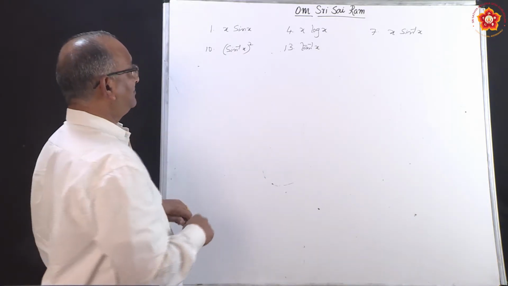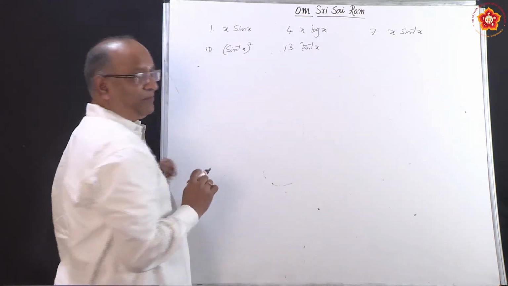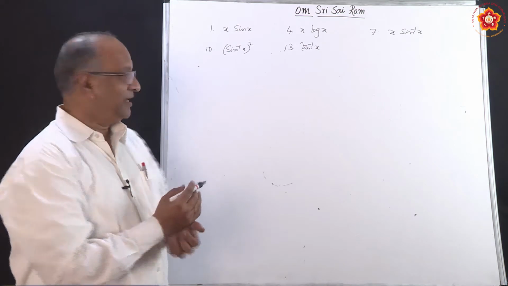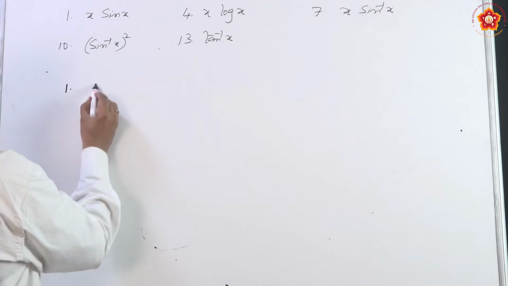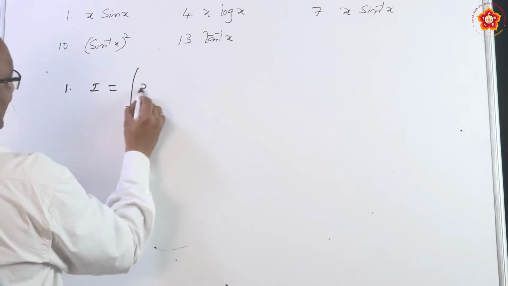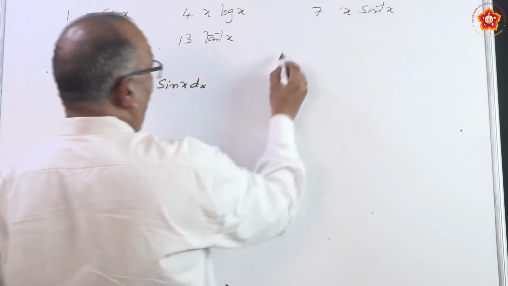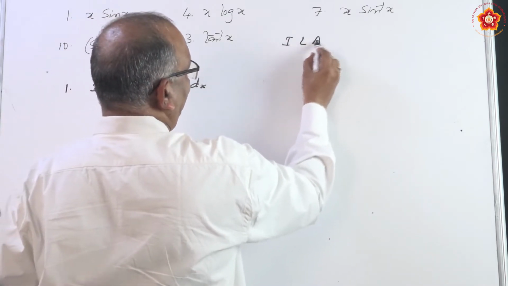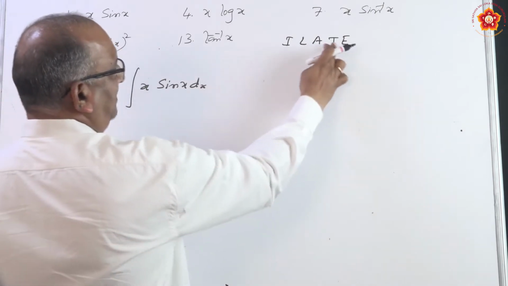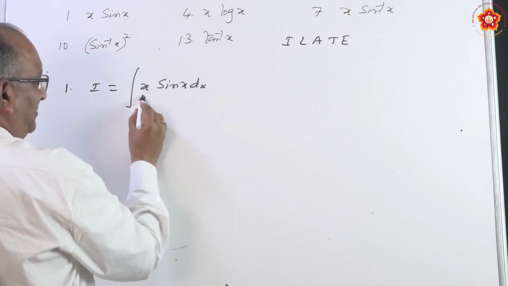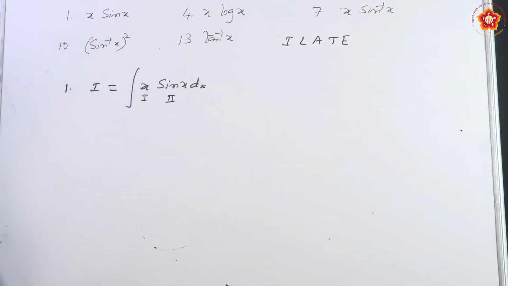Integrate the following, that is the question. We have to integrate these functions. So, let us take up one after the other. Let us begin with the very simple first one. What do we want to know? We want to integrate x sin x. Please recollect that formula I-late. One is algebraic, one is trigonometric. Algebraic comes before trigonometric, so x will be taken as first function, sin x will be taken as second function.